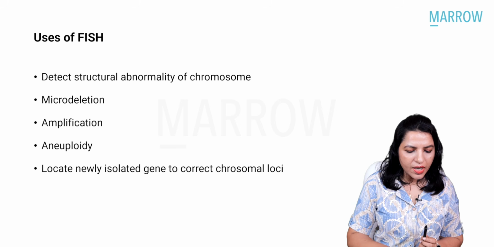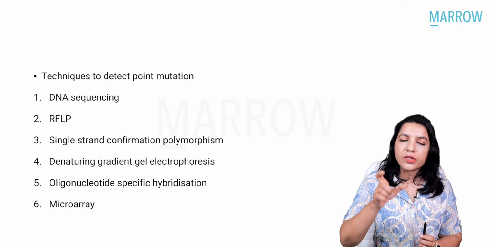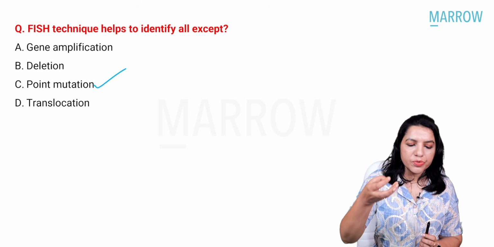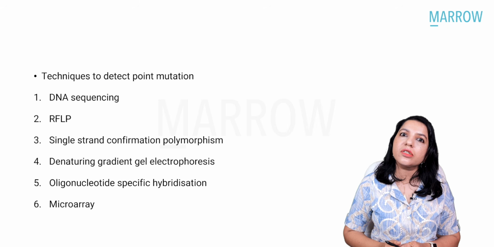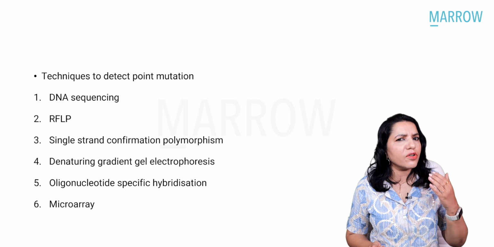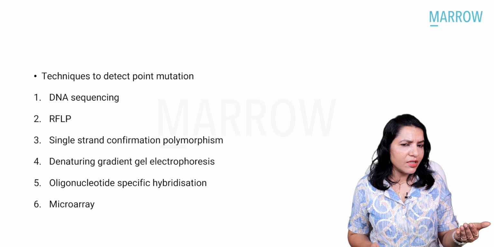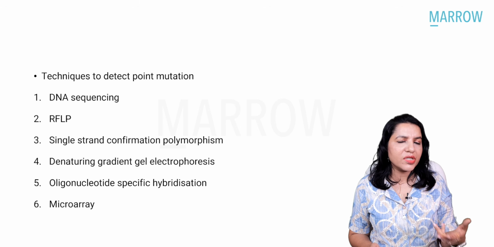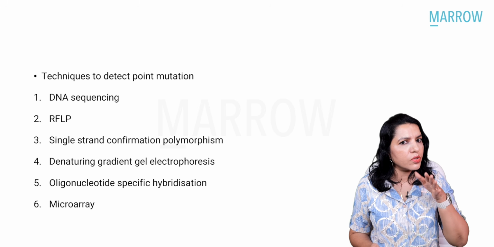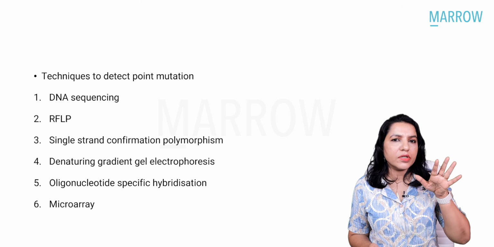Now, what about the other techniques? The other option here was the point mutation. So, which are the techniques to detect point mutations? One is of course DNA sequencing. Different methods are there for DNA sequencing. Sanger sequencing is there, pyrosequencing is there. So, any technique we can use, that is one method.